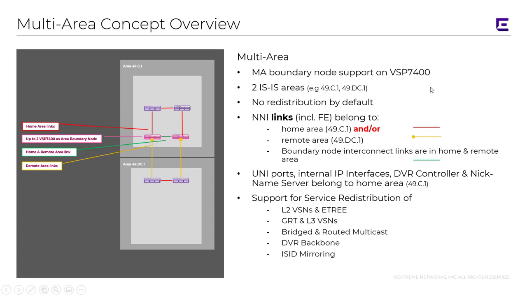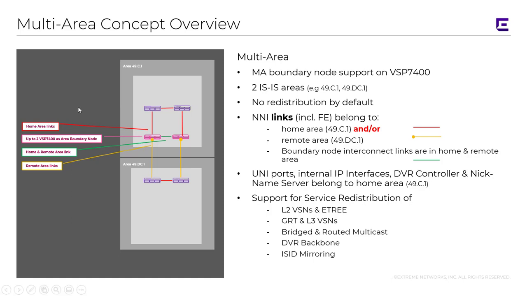Provided you meet these two requisites, VSP 7400s and VOSS 8.4 running on them, they can become area boundary nodes. All of the magic happens in the area boundary node, and it'll be obvious in the next slide. But it's important to realize that this provides the actual functional boundary, and then you can see we have a series of colors for the links interconnecting the switches.